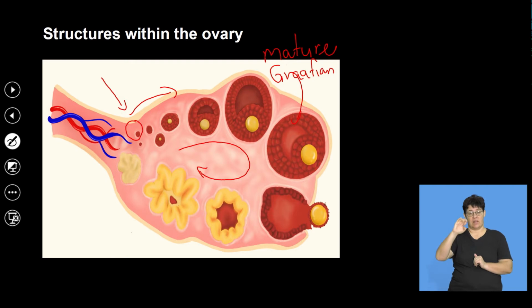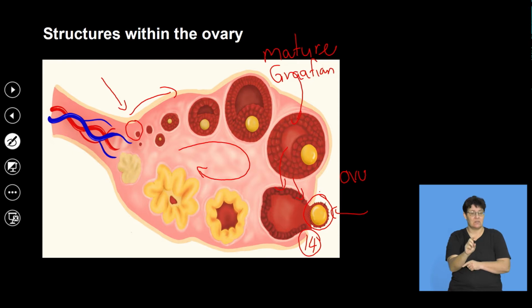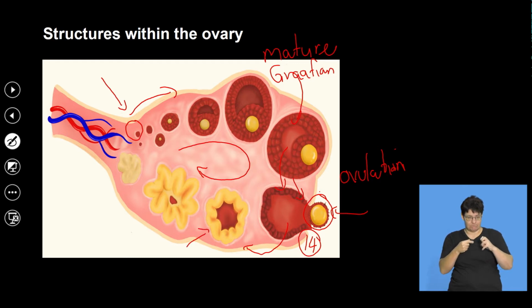We also know that the Graafian follicle around day 14 ruptures and releases an ovum. This process is referred to as ovulation. We also know that after ovulation, that Graafian follicle now forms a structure called the corpus luteum.